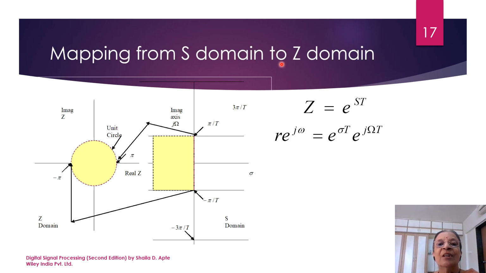So let us consider the mapping from S domain to Z domain. This is the S domain and this is the Z domain that we have plotted. This is the unit circle in the Z domain. Now Z is equal to e raised to sT.